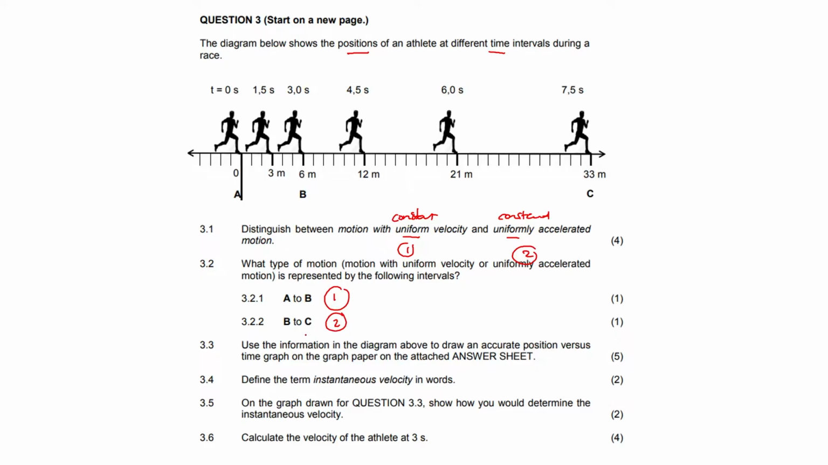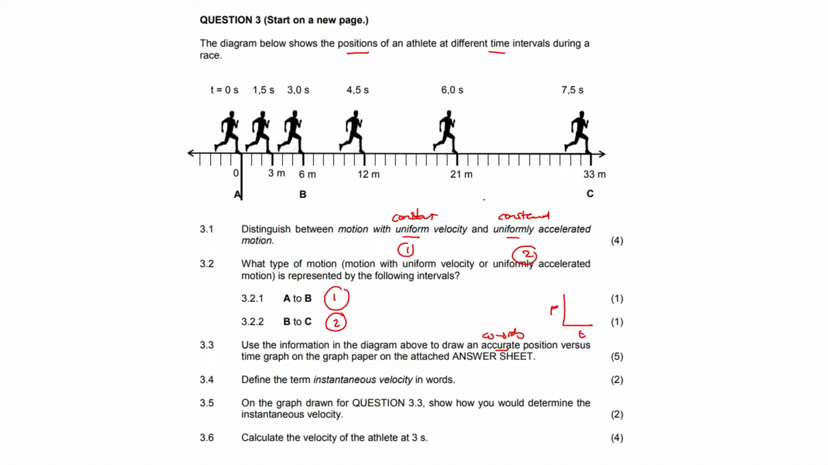Okay. 3.3. Use the information in the diagram to draw an accurate position versus time graph. When they say accurate, they want coordinates, guys. You have to have coordinates. Position versus time graph means position is on the y-axis and time is on the x-axis. So let's draw that graph. We are going to work in intervals of whatever is given here at the top. This will be the time, and this will be the position.